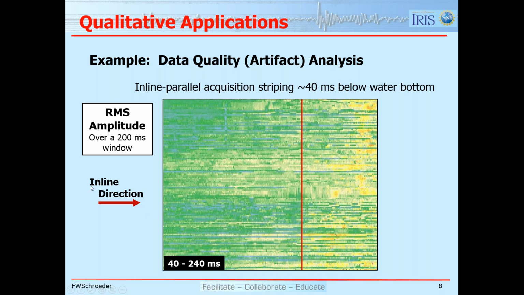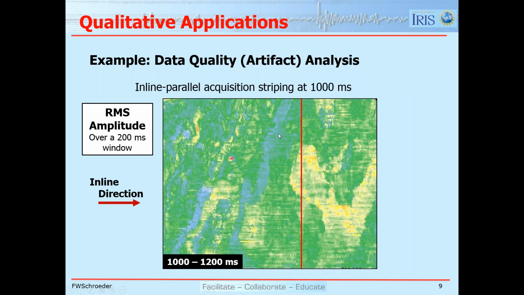So even if I didn't know which way the boat sailed, the inline direction, I could look at a map like this, an attribute map, see the east-west stripes, and that would tell me right away that the boat was sailing west to east, turned around, went east to west. It was not shot north-south, south-north.